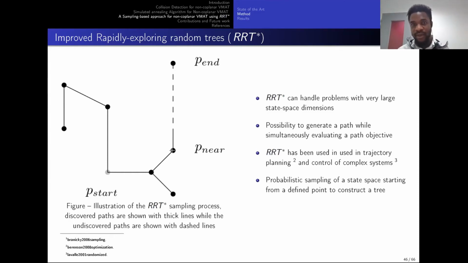This kind of algorithm can handle problems with very high dimensions, and it gives you an opportunity to generate a path while you're simultaneously evaluating a path objective. This is one of the main reasons why we think it's very interesting for us. It's been used also in planning trajectories for robots and for controlling complex systems. It's a probabilistic sampling approach: you start from a point and you randomly sample the space.